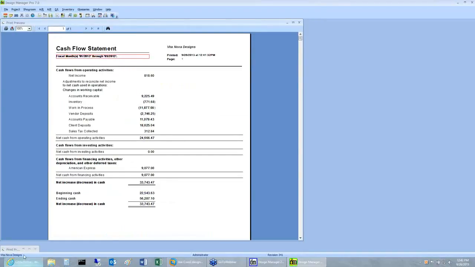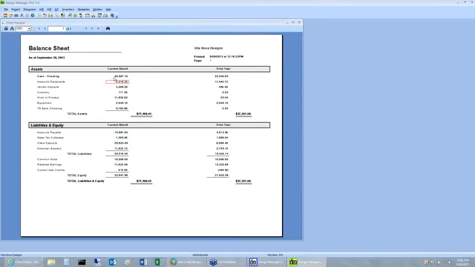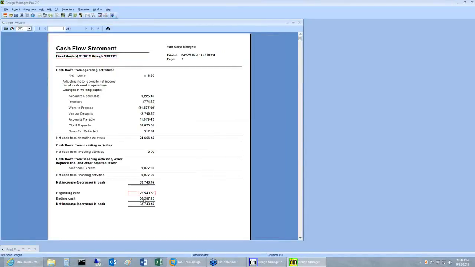So if I look at my balance sheet, if I printed my balance sheet for month 1, I would see that my beginning cash balance, well, actually the end of 12/31, I would see that my beginning cash balance is $22,000, and my ending cash balance is then $56,000. Now that's all the cash together, so it might be your savings plus your checking. So that's all the cash together.